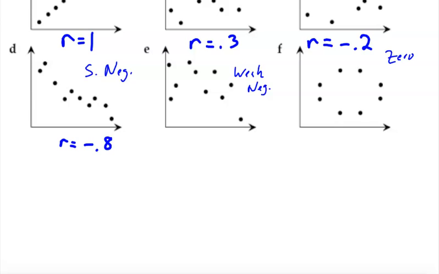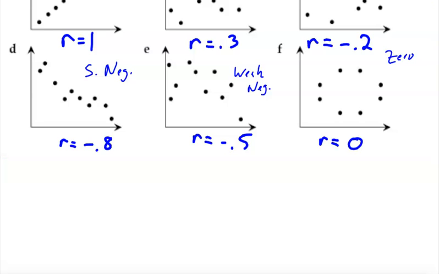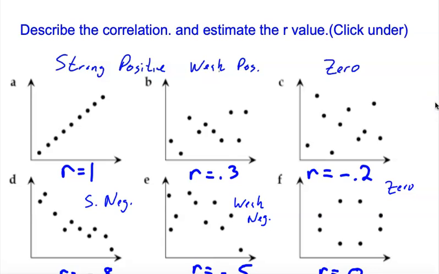Next one is weak negative, so I know that I'm going to have a negative number, so negative 0.5 I put. And then this one, 0. Okay. This one up here, maybe I should have described it. Instead of saying 0, I'm going to put close to 0. Okay.